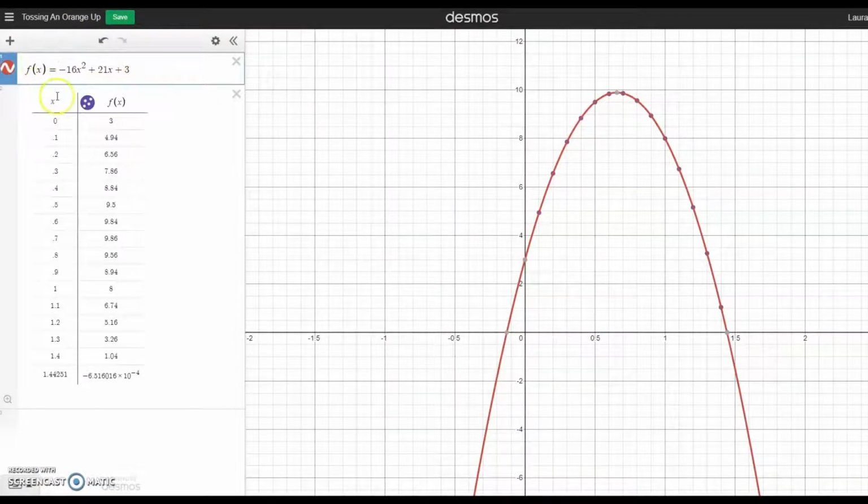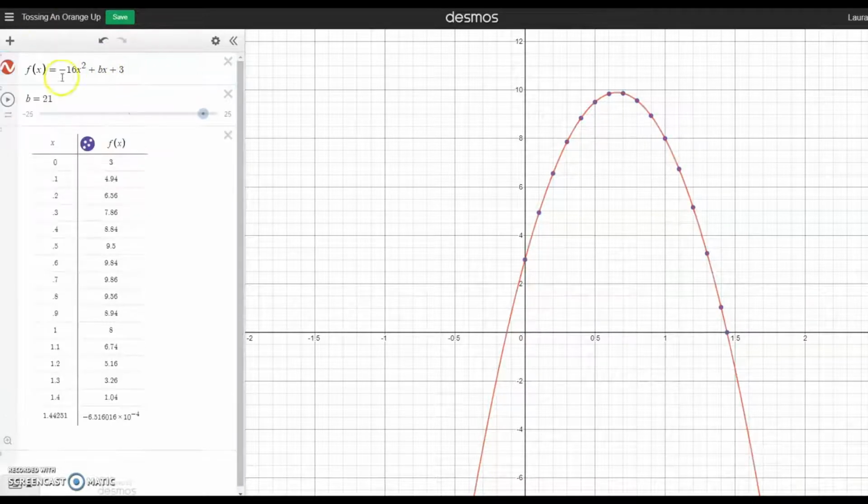Okay, we're back to our old standard function, negative 16x squared plus 21x plus 3. And this was what it looked like. And we're remembering that this is the height of the orange over this many seconds. I want to explore now this number here, this 21. It represents something also. And we're going to look at what happens if this number changes. Okay, so I've added a parameter b, and we're going to let this b change between negative 25 and 25 and see how that affects the look of the graph.